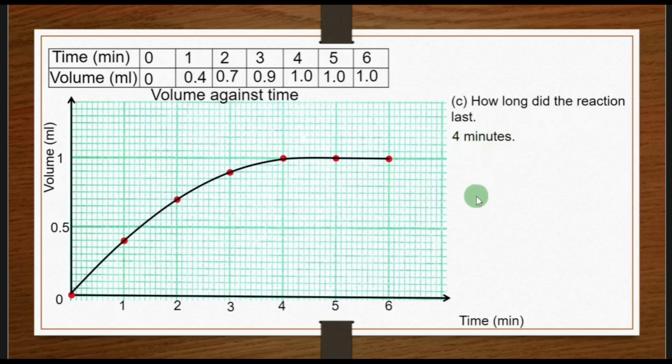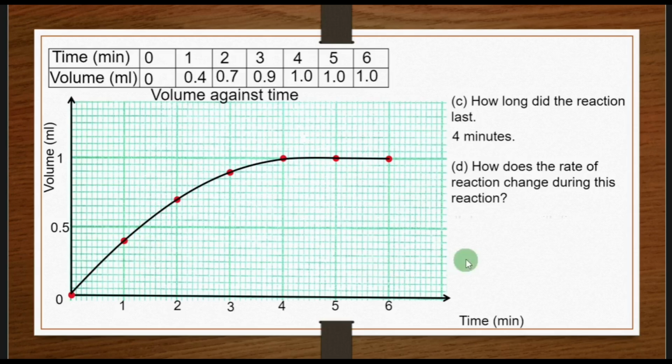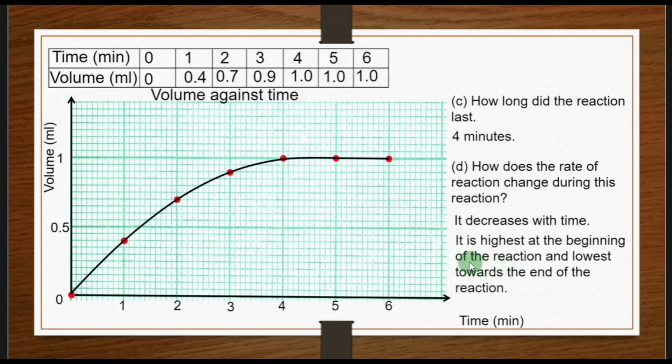Another question says, how does the rate of reaction change during this reaction? It is actually decreasing. You can say it decreases with time. To add more, it is highest at the beginning of the reaction and lowest at the end of the reaction. This is practically true. The rate of reaction is highest at the beginning because you have a high concentration of reactants, and then it decreases as the reaction proceeds to an end because the reactants could have finished.